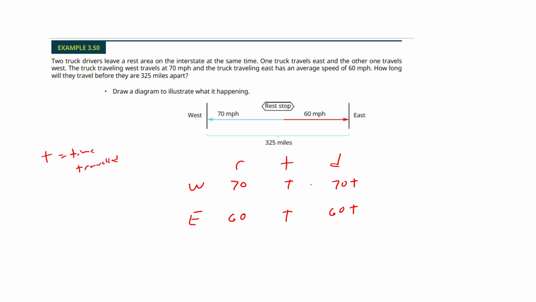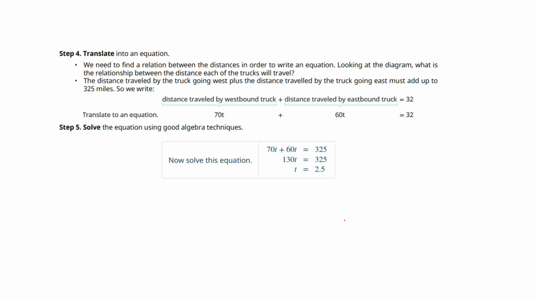Well, here's what we know. They were driving away from each other, and now they're 325 miles apart. So in math language, that's a distance, and that's a distance. If I add those two distances up, it equals 325. Okay, so they were doing it right down here. So now we combine like terms. Just divide both sides by 130. They must have been each traveling for 2.5 hours.